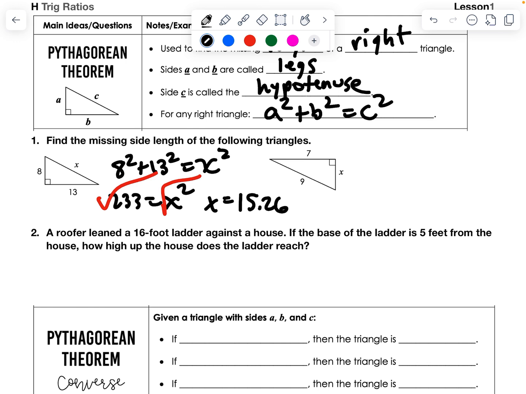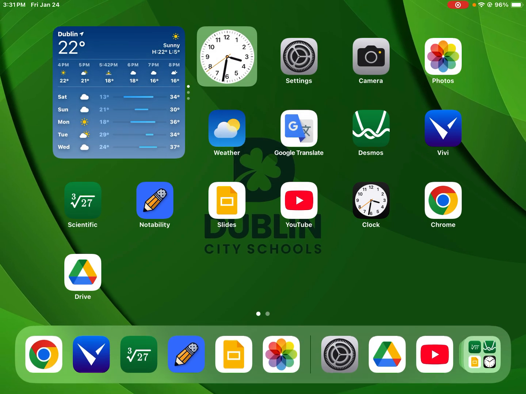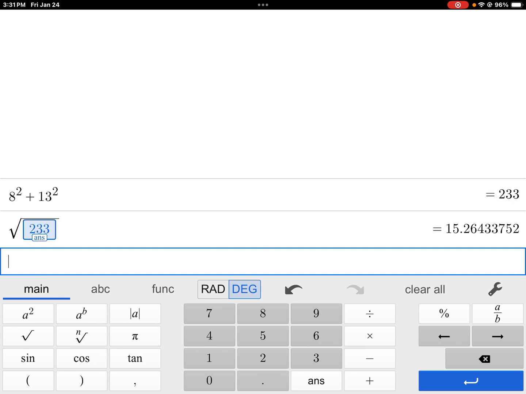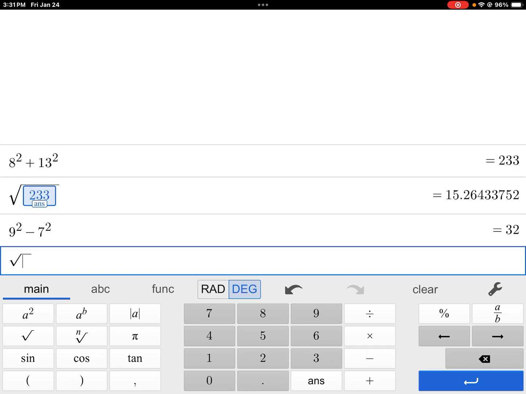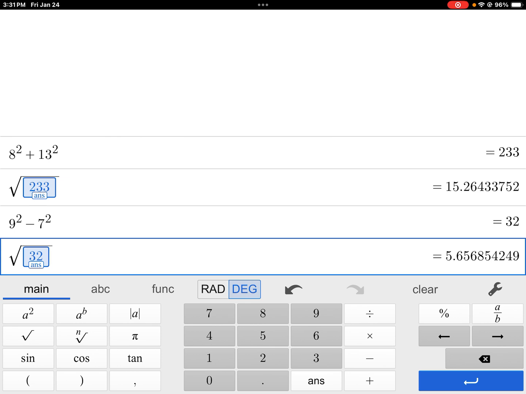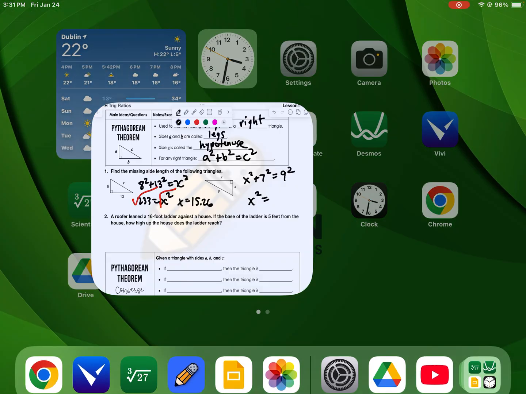And then on our next one, we're going to have x squared plus 7 squared equals 9 squared. 9 is the hypotenuse, so it's going to go after the equal sign. And then we're going to subtract over the 7 squared. And we're going to have 9 squared minus 7 squared, which gives us 32. And then we square root that answer for 5.66.